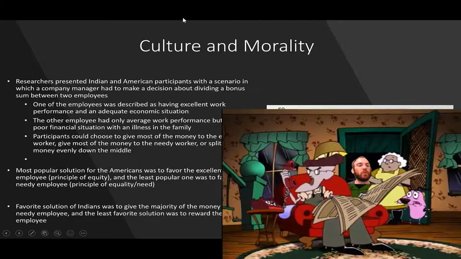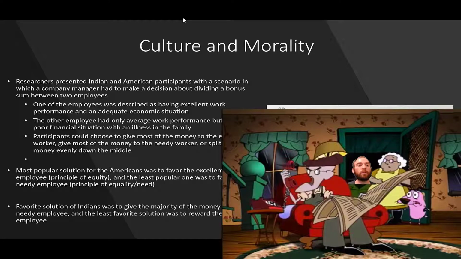And researchers set out to measure these differences empirically. Researchers presented Indian and American participants with a scenario in which a company manager has to make a decision about dividing a bonus sum between two employees. One of the employees was described as having excellent work performance and an adequate economic situation. The other employee had only average work performance, but was in a poor financial situation with an illness in the family. Participants could choose to give most of the money to the excellent worker, give most of the money to the needy worker, or split the money evenly down the middle.